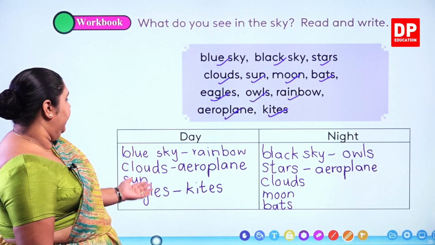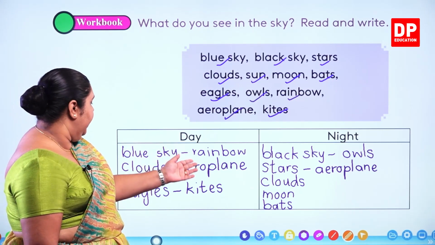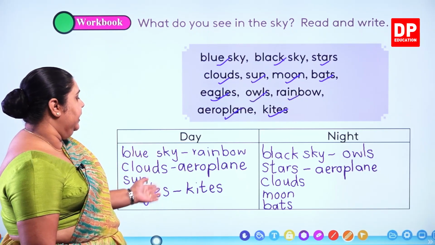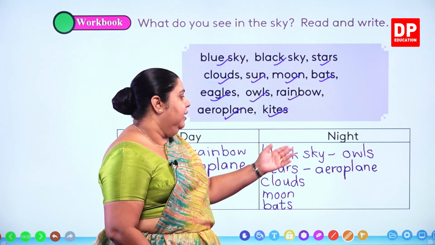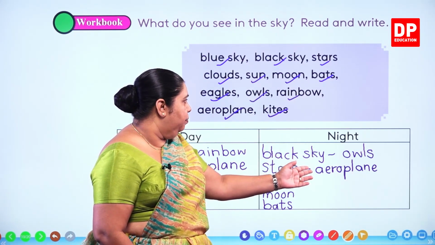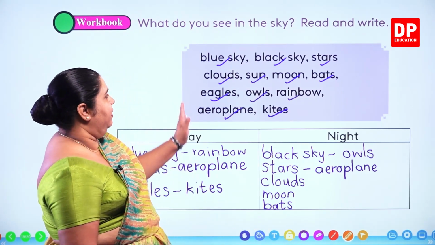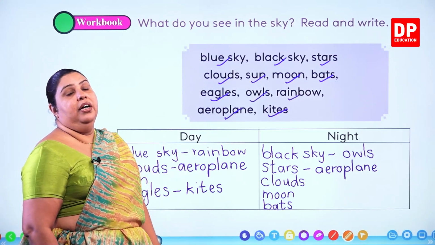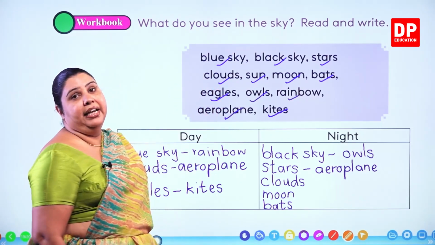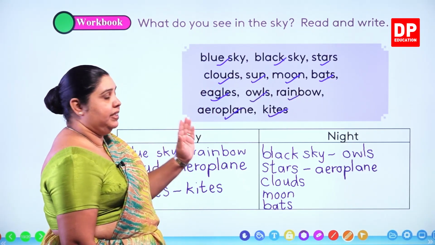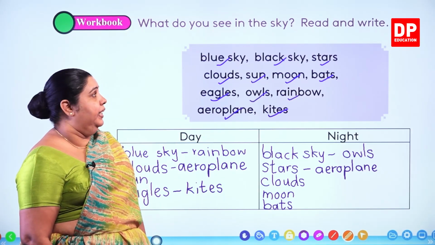Okay, right. So the day sky will have blue sky, rainbow, clouds, aeroplane, sun, eagles, and kites. Then in the night sky, we see the black sky, owls, stars, aeroplane, clouds, moon, and bats. Okay, so when we divide them into these two groups, the day sky and the night sky, the words are divided like this. දුවලා පුතාලත් හරි විදියට වචනෙන් වචනේ කියවලා මෙන්න මේ කොටස් දෙකට වෙන් කරලා හරියට ලියන්න ඕනේ.